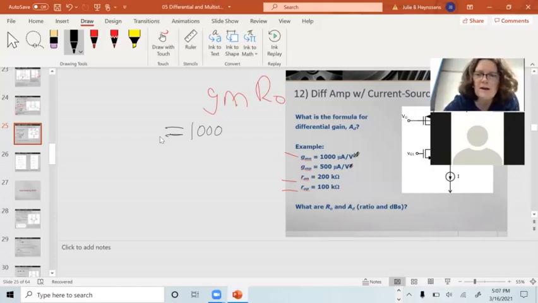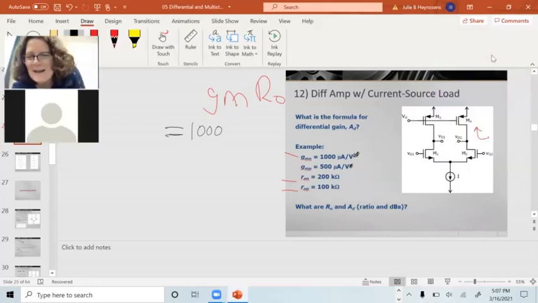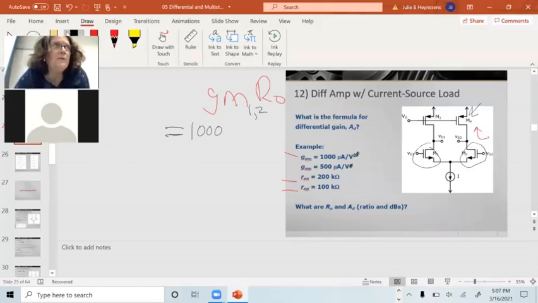My gain transistor, let me move you guys over. Everybody lean to the left. My gain transistor is still this transistor. These are current sources. They're not going to be the gm. So which gm am I going to use? I'm going to use gm1 or gm2, and they better be matched. Those are the gain transistors.